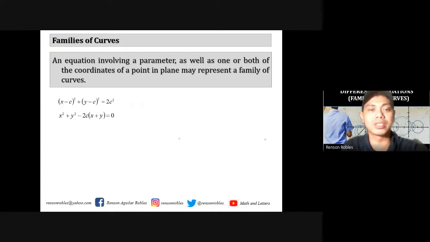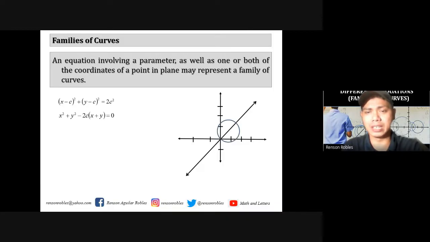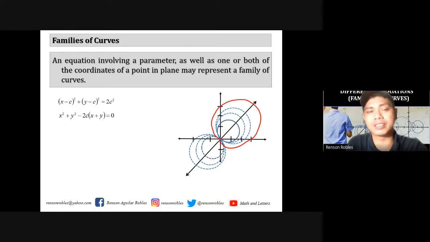And this equation forms the family of circles whose center lies on the line y equals x and passing through the origin. So let us consider those circles. You can see that all the circles have their center on the line y equals x and pass through the origin. And there are infinitely many circles that you can draw possessing that characteristic. Now, to determine the differential equation relative to this family of circles, you can do it by eliminating c.